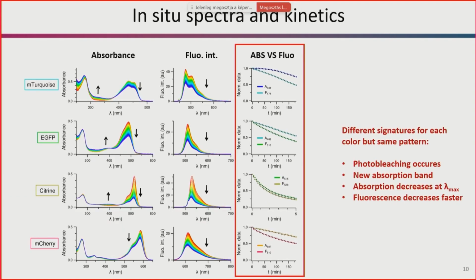But we have also other things that happen, because when we look now at the kinetics, we see that for all fluorescent proteins, the fluorescence decreases faster than the absorption, which means that what we described here is not enough to explain the whole photobleaching. So we have species that absorb normally but do not emit fluorescence anymore.